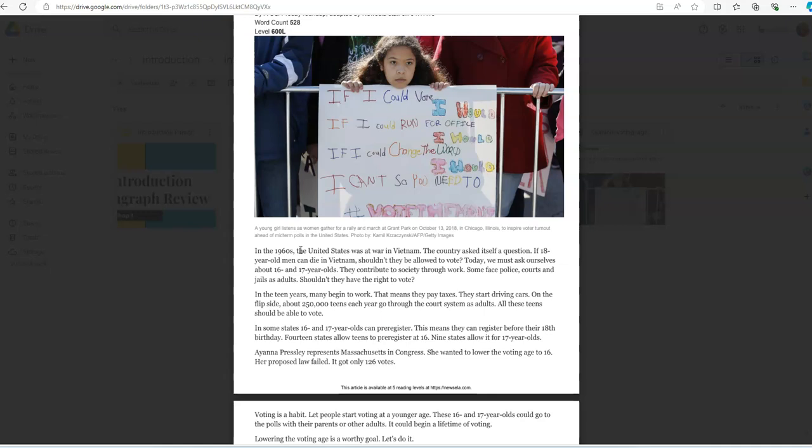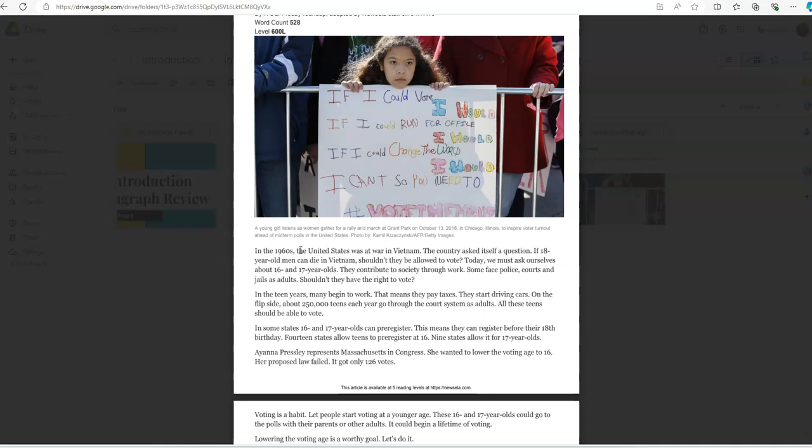In the teen years, many begin to work. That means they pay taxes. They start driving cars. On the flip side, about 250,000 teens each year go through the court system as adults. All these teens should be able to vote. In some states, 16 and 17-year-olds can pre-register. This means they can register before their 18th birthday. 14 states allow teens to pre-register at 16, and 9 states allow it for 17-year-olds.